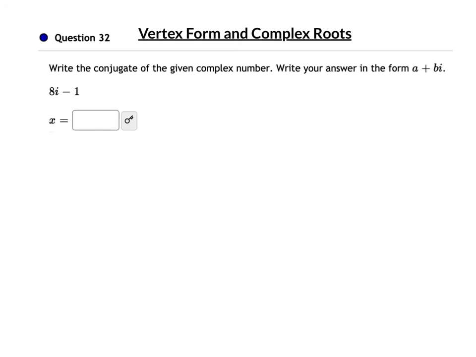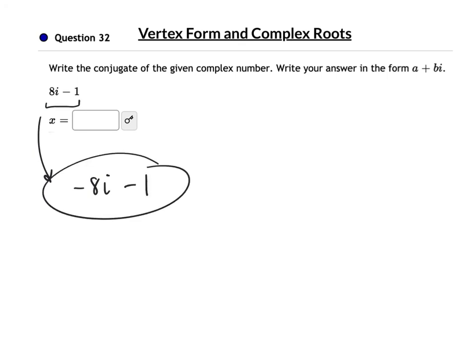And the last one, notice the order is different. Don't be confused. The conjugate is when the imaginary term has the opposite sign. The conjugate is negative 8i minus 1. You could also write that as negative 1 minus 8i, same thing.